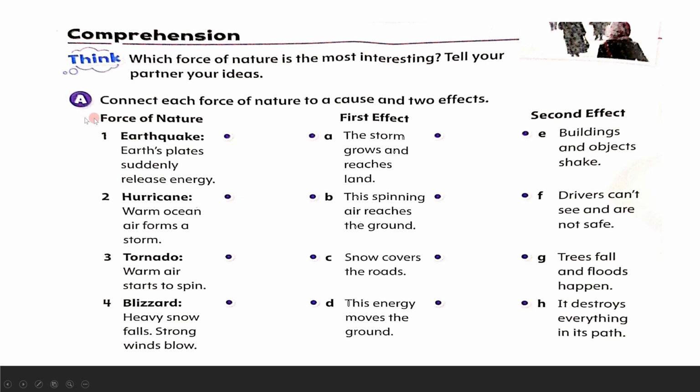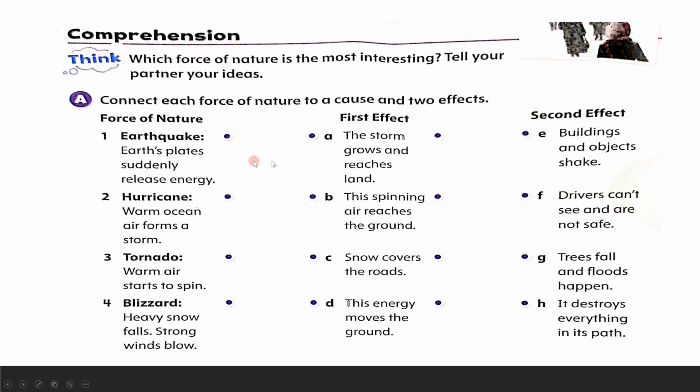Now, exercise A says connect each force of nature to a cause and to effects. What you have to do here, first read the force of nature. There are four forces of nature we have. First one is earthquake, second is hurricane, then tornado, and blizzard. Earthquake says that earth plates suddenly release energy. So this is what happens when earthquake happens. Earth plates, they suddenly release the energy.